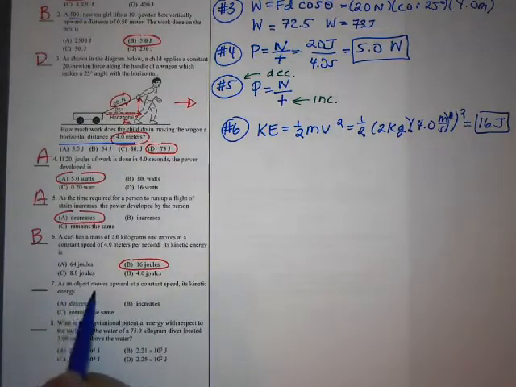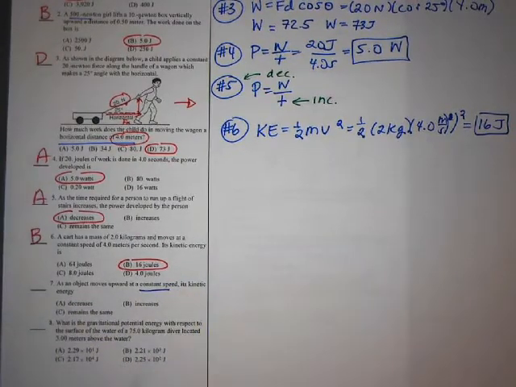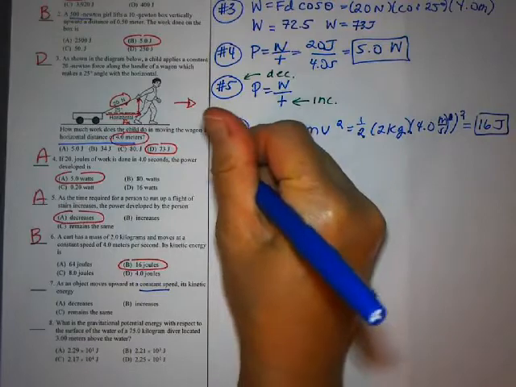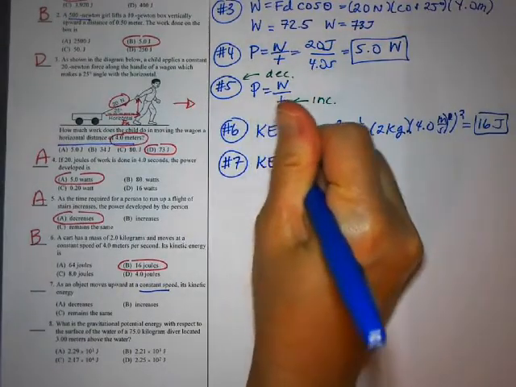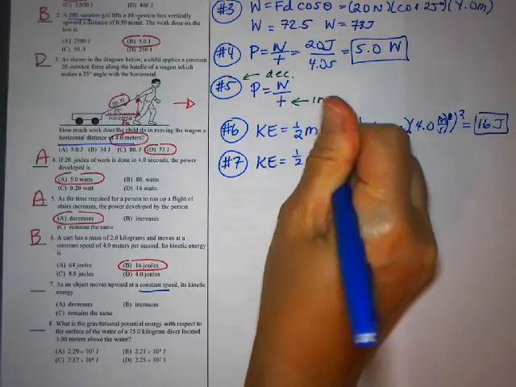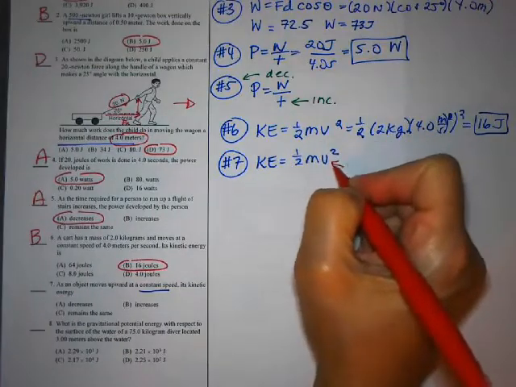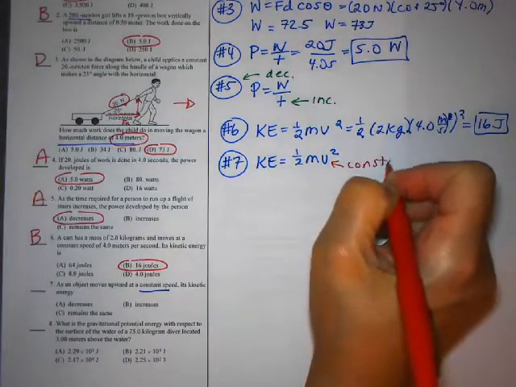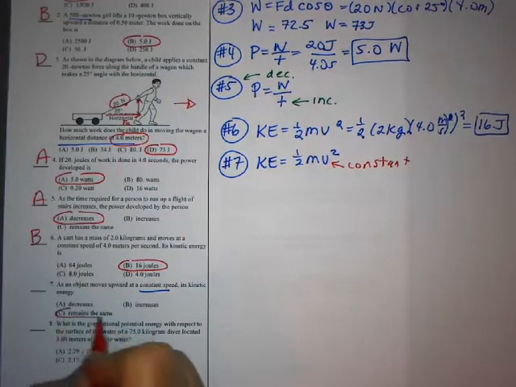So if you forgot to square or something like that, of course, that's going to be one of the choices. Number 7, as an object moves upward at a constant speed, what happens to its kinetic energy? Well, we know that kinetic energy is 1/2 mv squared. So if this is constant, the kinetic energy is going to remain the same. So that's C.